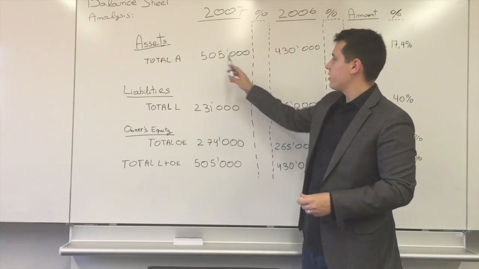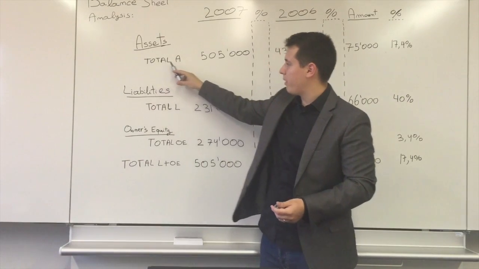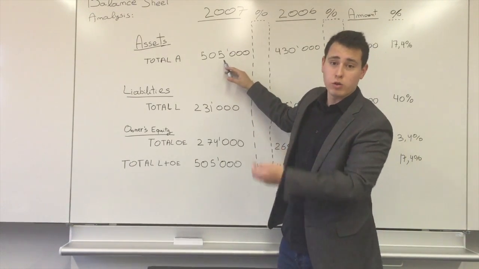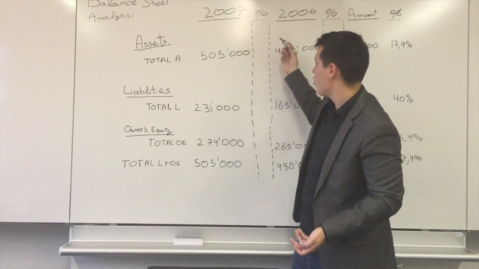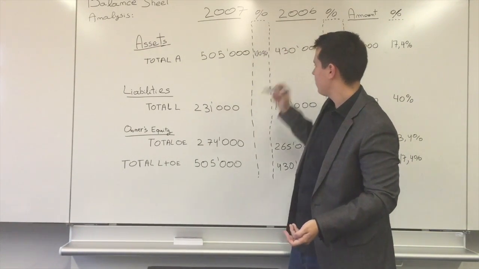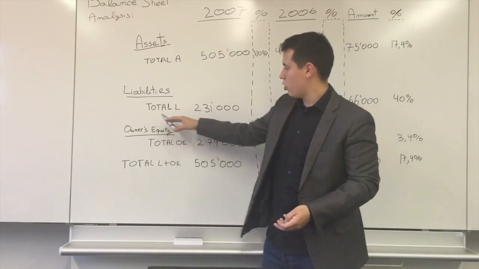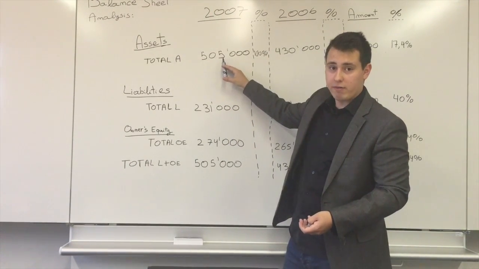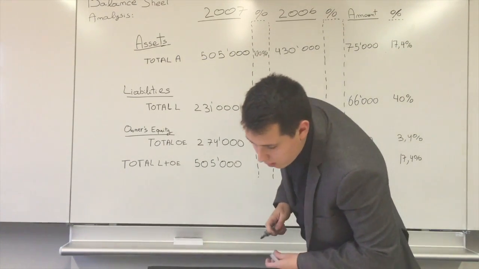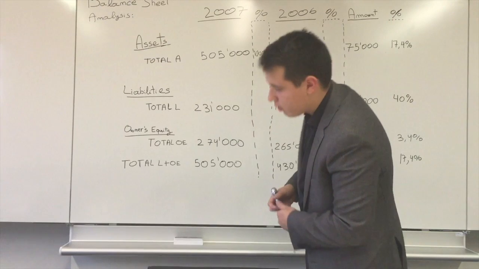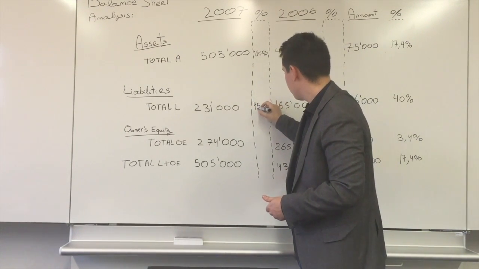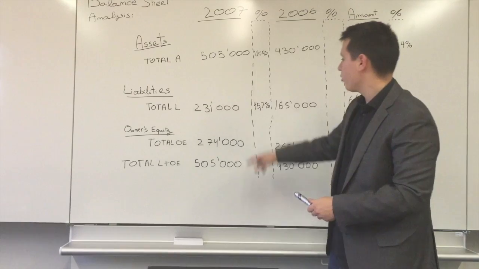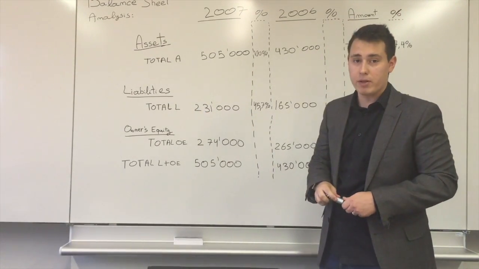So in this case, for example, let's take assets. In your exercise, we'll have current, plant, and they will be different. For us, let's stick to total assets. Total assets divided by total assets multiplied by 100 will be 100%. In this case, total liabilities, when you divide 231,000 by 505,000, you would have 45.7% of your total assets corresponding to the same value as total liabilities.